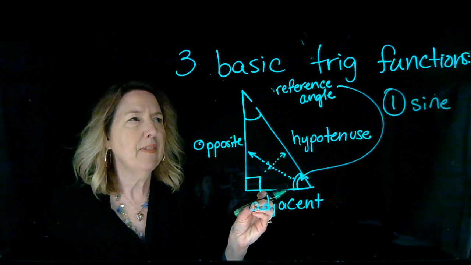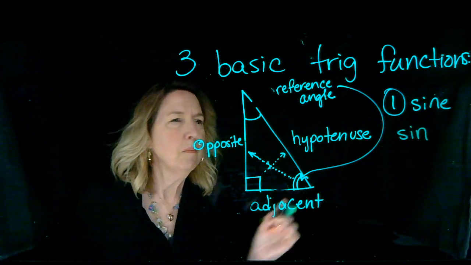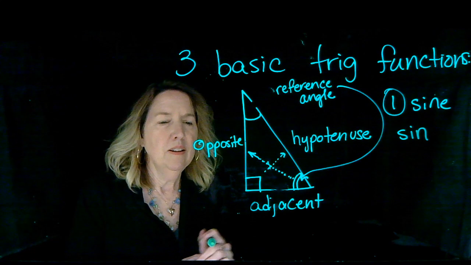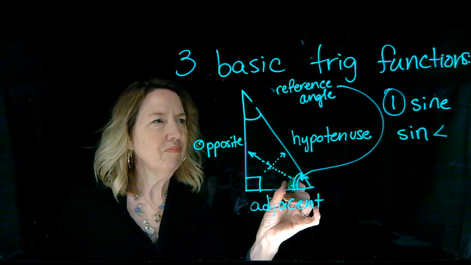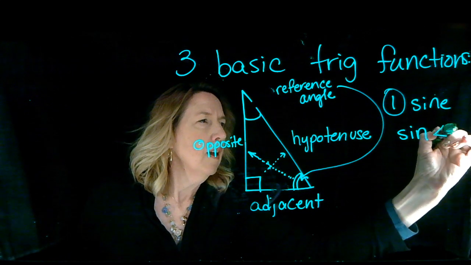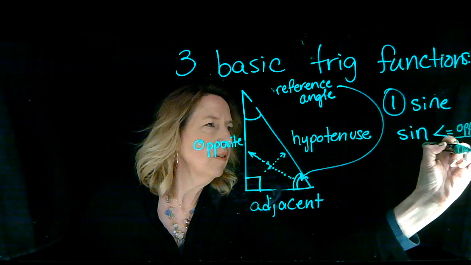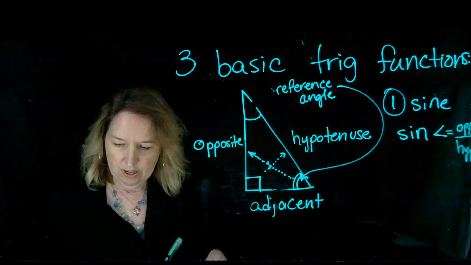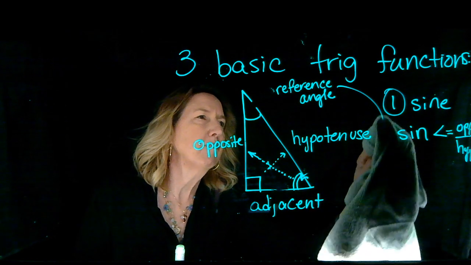We abbreviate that to the first 3 letters, but we still say it's sine. The sine of an angle, the reference angle, is the opposite over the hypotenuse. And that is off the side, you can't see it. Let me rewrite it over here so it's a little clearer.